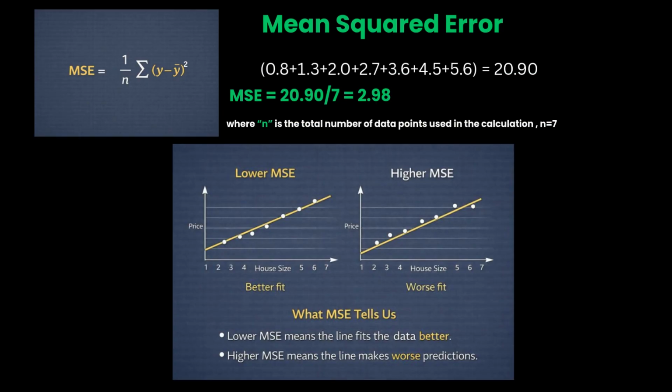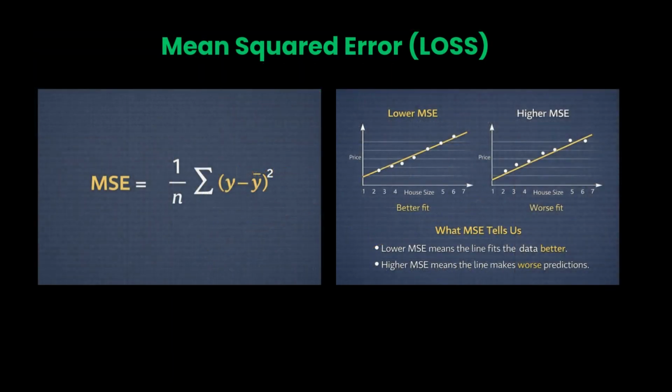Lower MSE means the line fits the data better. Higher MSE means the line makes worse predictions. Now we can compare lines objectively. This is the score the model cares about. It doesn't know about dots or graphs. It only knows one thing: reduce this number.